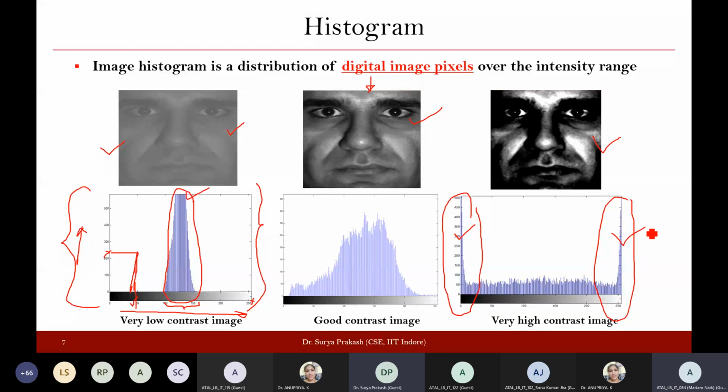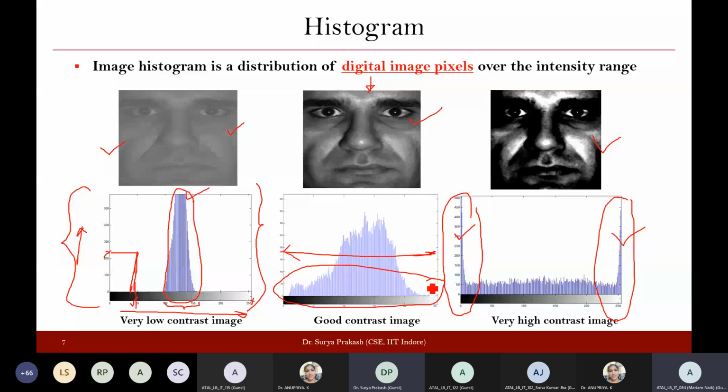And in case of good contrast, you will see that the pixels are distributed across all the intensities. In this particular case, you have some pixels with intensity 0, 1, 2, 3, up to 255. You don't have any intensity where you don't have any pixels. So it is almost distributed across the grayscale range.